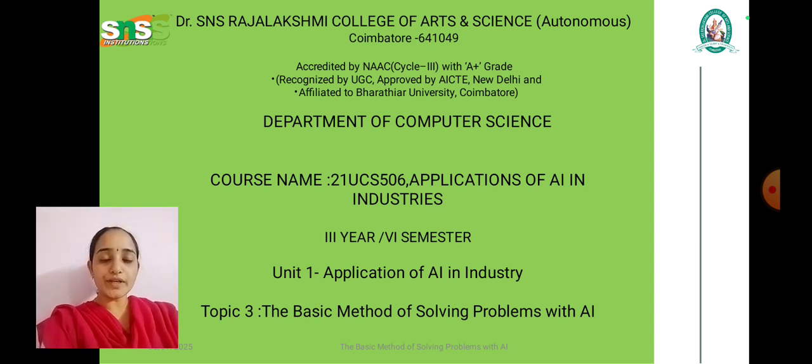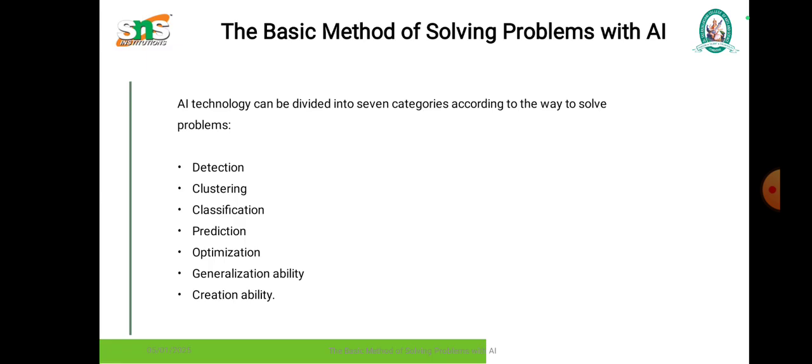In this video, we are going to discuss the basic methods of solving problems in AI. The AI technology can be divided into 7 categories, according to the way they solve problems. The 7 categories are detection, clustering, classification, prediction, optimization, generalization ability, and creation ability.